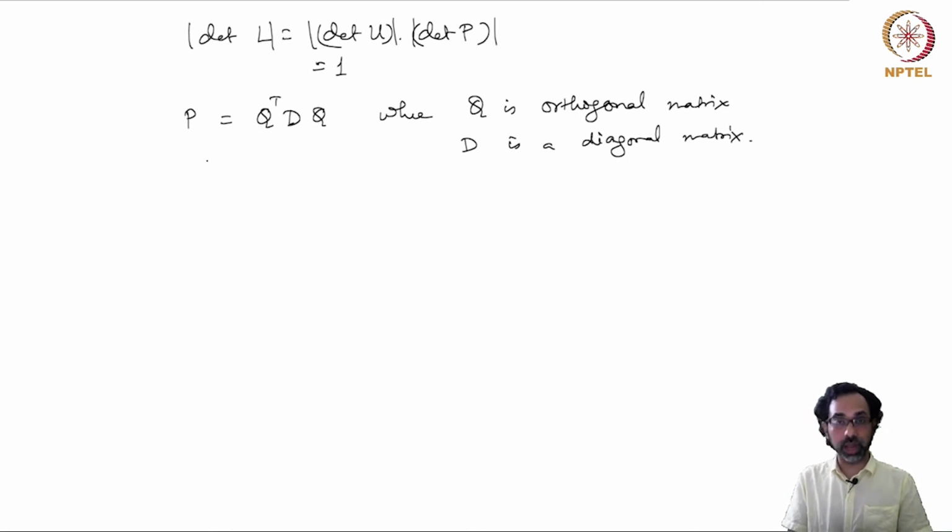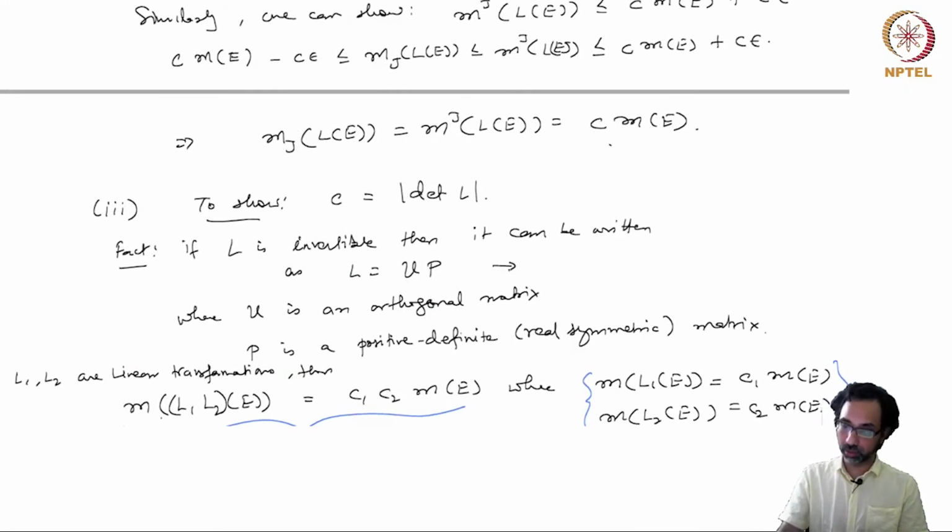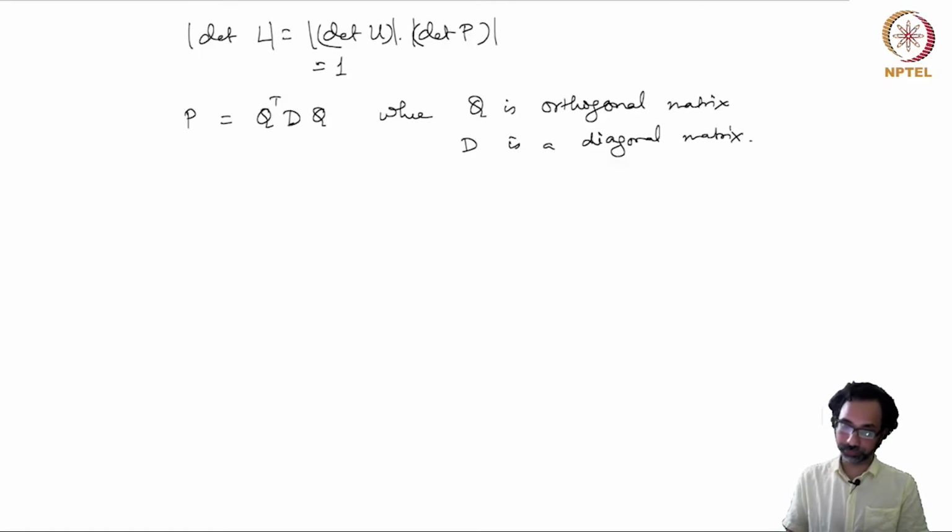So this is about diagonalization of invertible real symmetric matrices. Of course, if L is invertible, then P is also invertible in this so-called polar decomposition. So this is the polar decomposition. So again we are left with an orthogonal matrix Q and a diagonal matrix D.